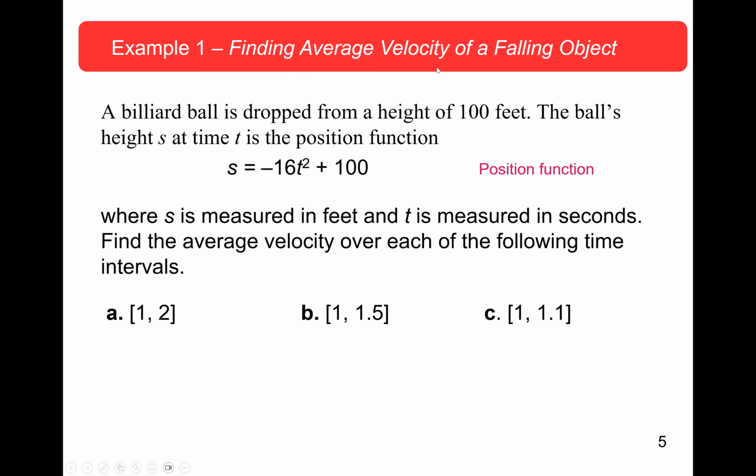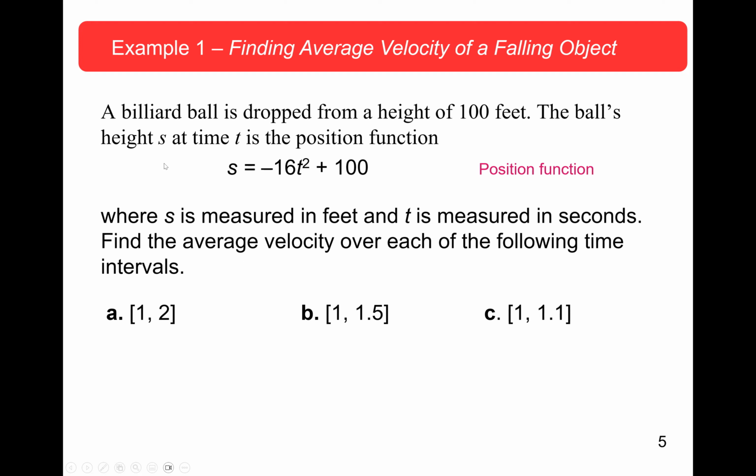You have to find the average velocity of a falling object. Here we say a ball is dropped from a height of 100 feet. The ball's height s at a time t is the position function given as s equal to negative 16t squared plus 100. So that's our position function, where again s is measured in feet and t is measured in seconds. Our question says we should find the average velocity over each of the following time intervals. A is between 1 and 2, B is between 1 and 1.5, and C is between 1 and 1.1.